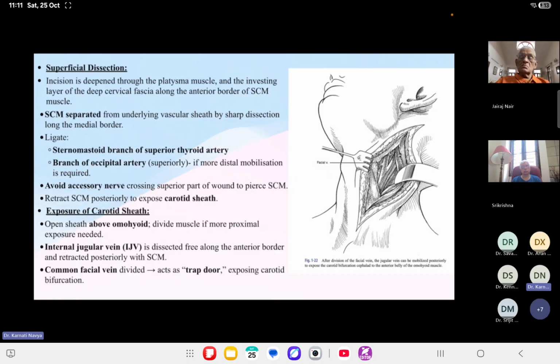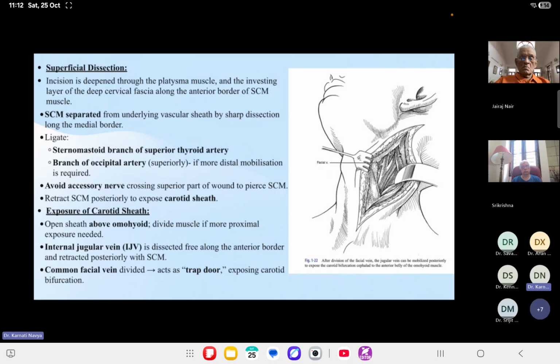The incision is deepened through the platysma, which is the first layer, and then the investing layer of the deep cervical fascia along the anterior border of the sternocleidomastoid muscle. Then the sternocleidomastoid muscle is separated from the underlying vascular sheath by sharp dissection along the medial border. The sternocleidomastoid branch of the superior thyroid artery, which arises before the bifurcation, should be ligated.